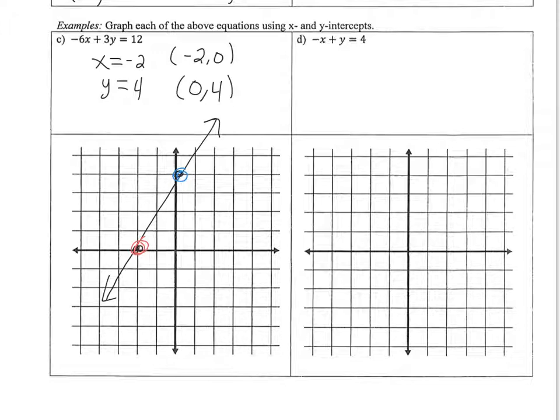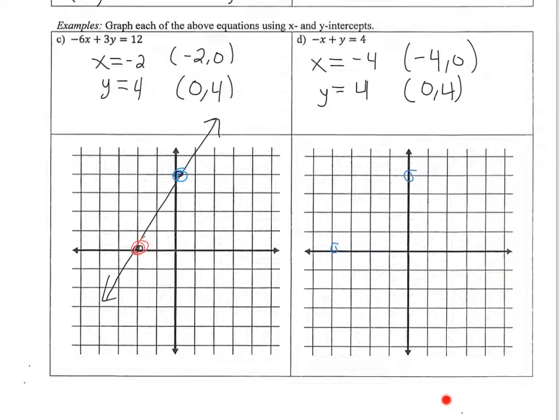So for letter D, if I set y equal to 0, then negative x is 4, so x equals negative 4. So my ordered pair is negative 4, 0. And if I set x equal to 0, I get y equals 4. So my ordered pair is going to be 0, 4. So I'm going to make a dot at 0, 4, and negative 4, 0, and I'm going to connect. So that's how you graph using x and y intercepts.